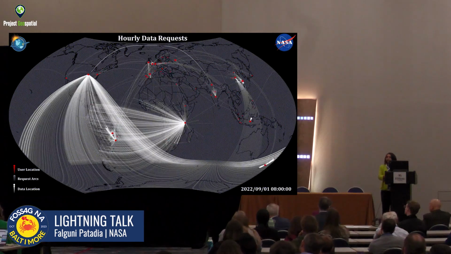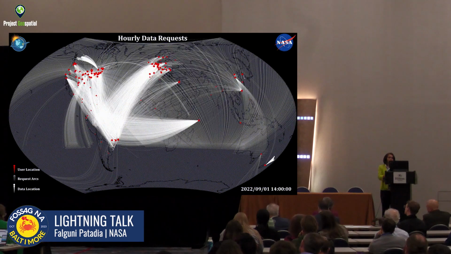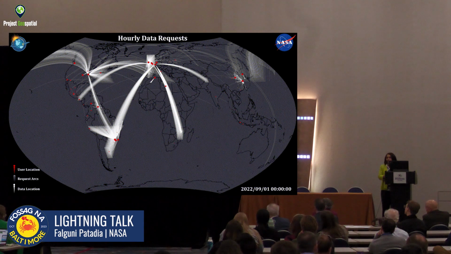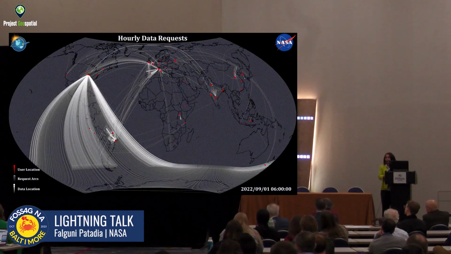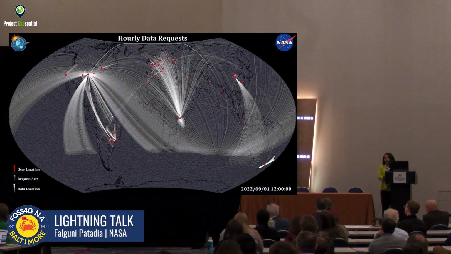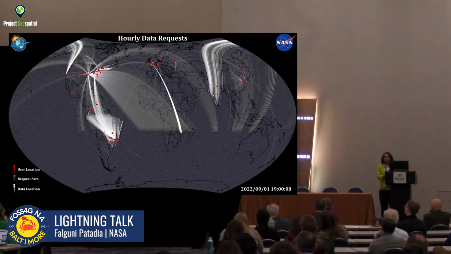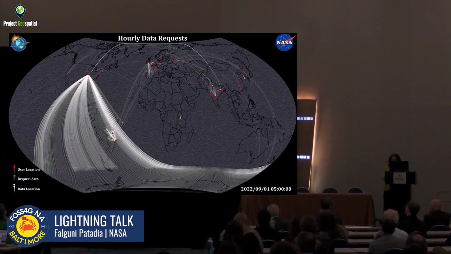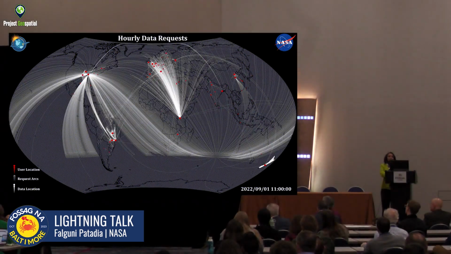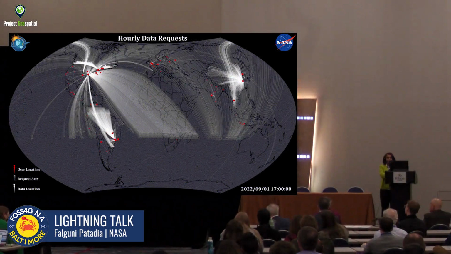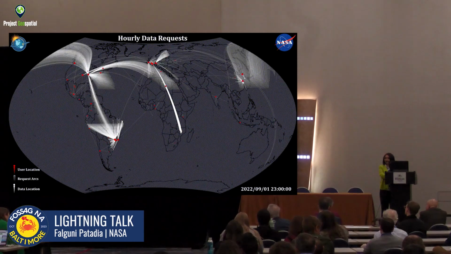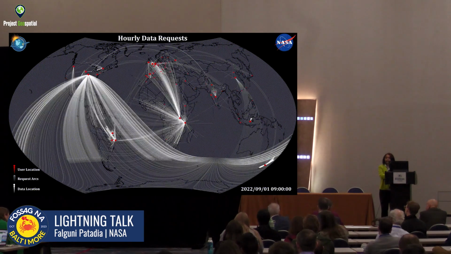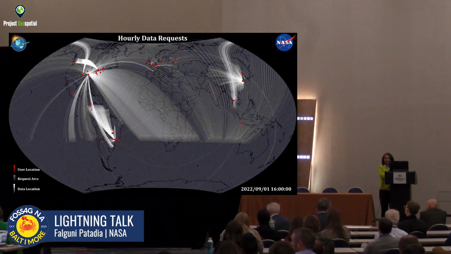What we're seeing here is an animation showing hourly data requests. The red dots are people in a location on Earth, and the arcs are pointing to a place on Earth for which they are requesting data. So this is just to exemplify the impact of what we're doing. Every data request at an hourly basis over here is a decision that somebody is making, and how are we supporting those decisions?